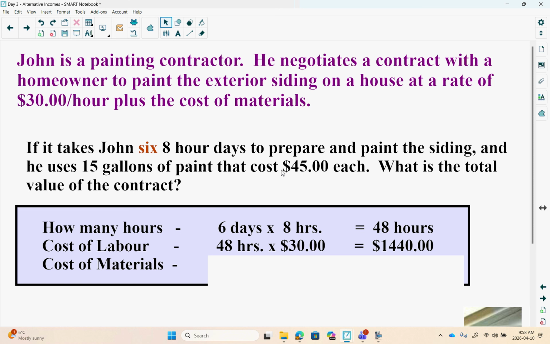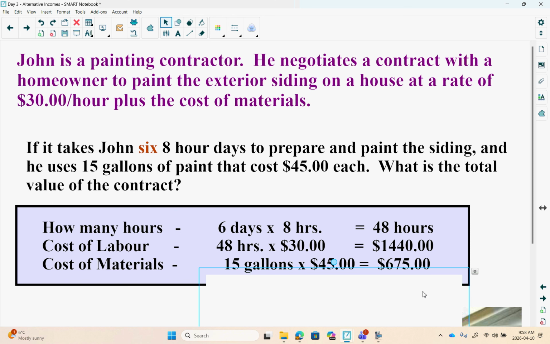He's got 15 gallons of paint, $45 each. What do I do there? Is it just plus 45? I have to times the 45 by 15. What's 45 times 15? $675. So what would the value of the contract be?